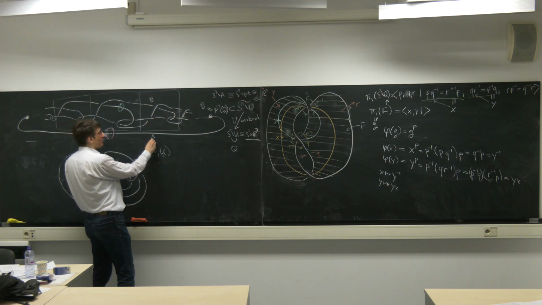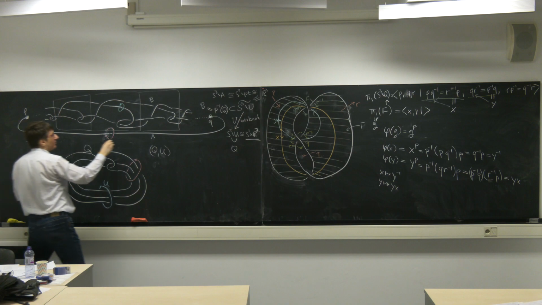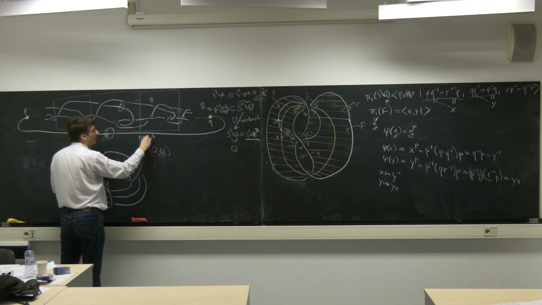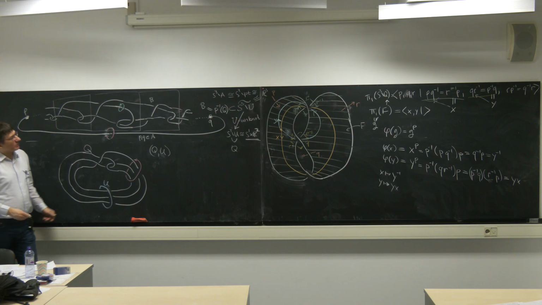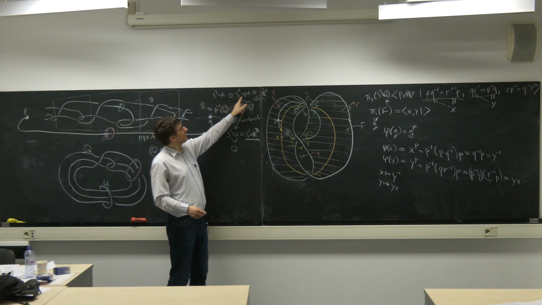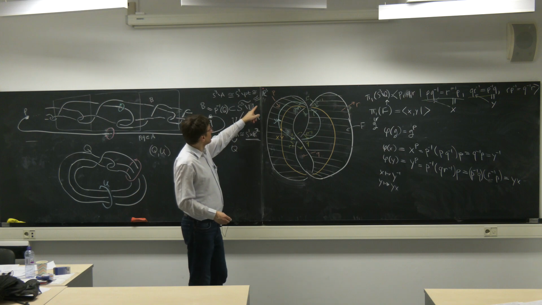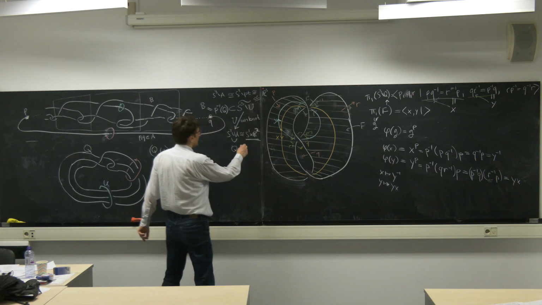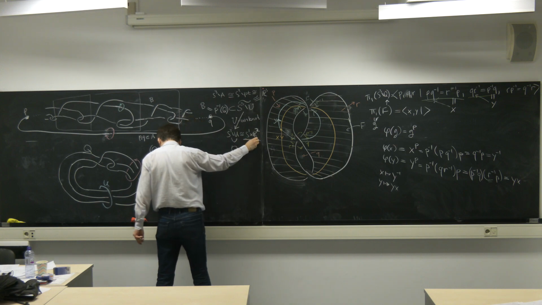Okay, they belong to A. Yes, this is a good question. P and Q, let's put them into A. They belong only to A and not to B. So then, if I subtract A from S3, it's the same as if I subtract a point from S3. And this is R3. And I can also understand R3 as the infinite cyclic cover of this solid torus S1 cross R2.